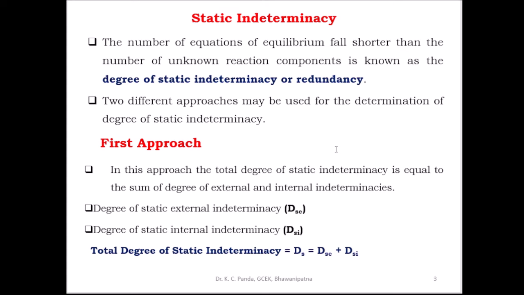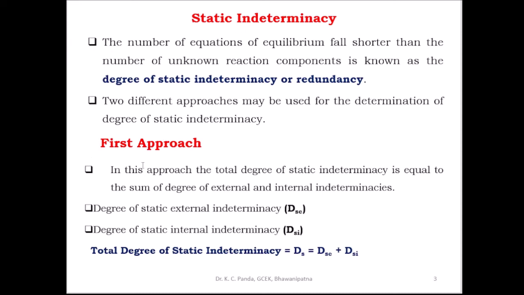Then what is static indeterminacy? The number of equations of equilibrium falling shorter than the number of unknown direction components is known as the degree of static indeterminacy or redundancy, or the number of compatibility equations that is equal to the degree of static indeterminacy or redundancy. There are two different approaches that may be used for the determination of degree of static indeterminacy.